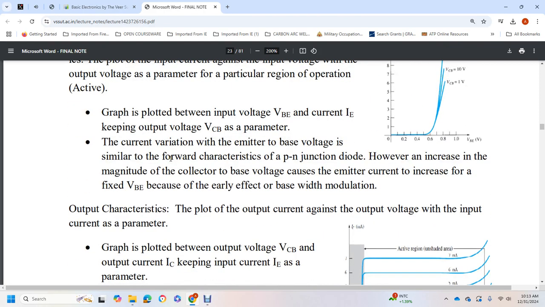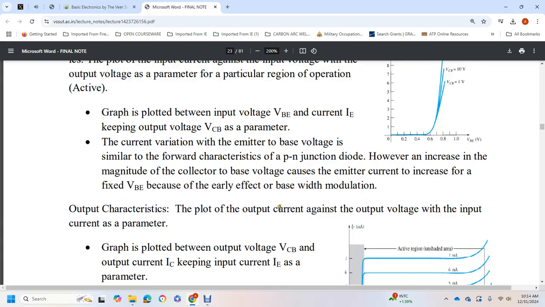The graph is plotted with the input voltage, base emitter voltage, against the emitter current IE, keeping the collector base voltage as a parameter. The variation of emitter current with the emitter base voltage is similar to the forward characteristic of a PN junction diode. However, an increase in the magnitude of the collector base voltage causes the emitter current to increase for a fixed base emitter voltage, because of the effect of base width modulation.